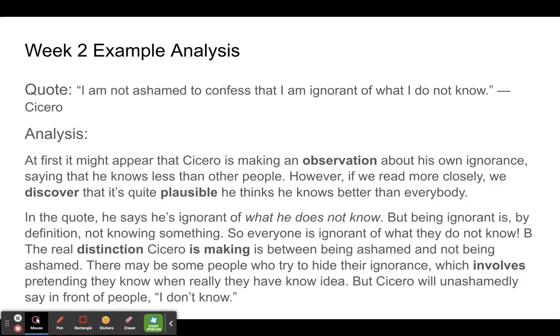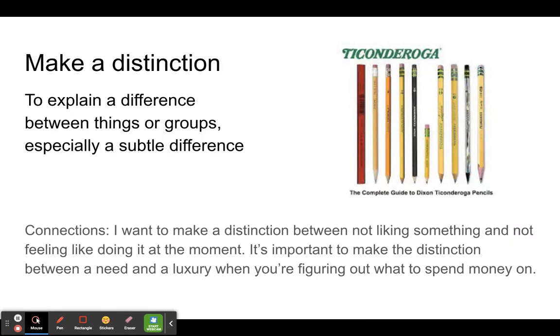There may be some people who try to hide their ignorance, which involves pretending they know when really they have no idea. But Cicero will unashamedly say in front of people, "I don't know." So let's take a look at our 5 words. The first one is make a distinction: to explain a difference between things or groups, especially a subtle difference.